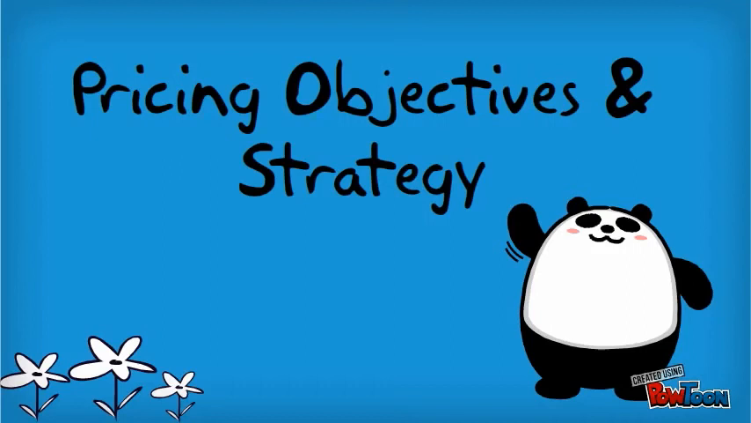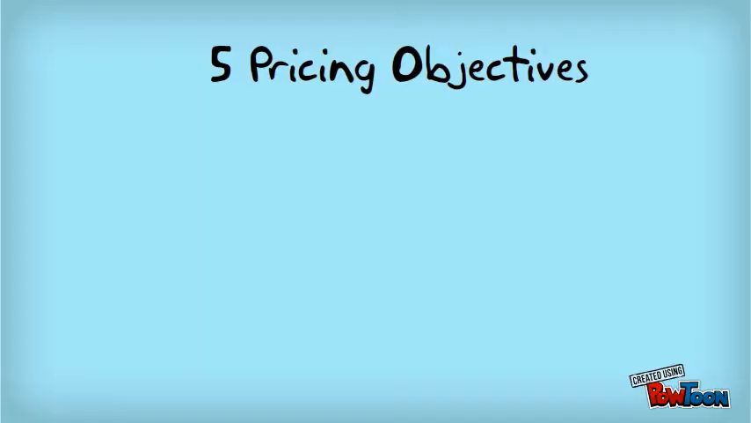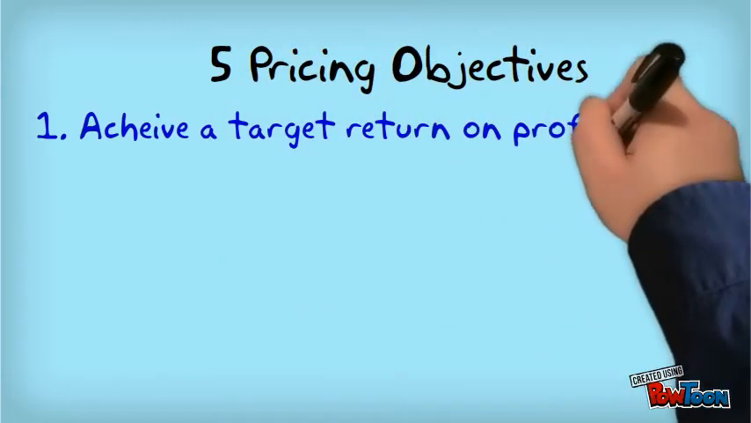Setting the right price on your product or service can have a big effect on your number of sales. Today we're going to talk about pricing objectives and strategy. To start out, there are 5 pricing objectives. The first is to achieve a target return on profit.